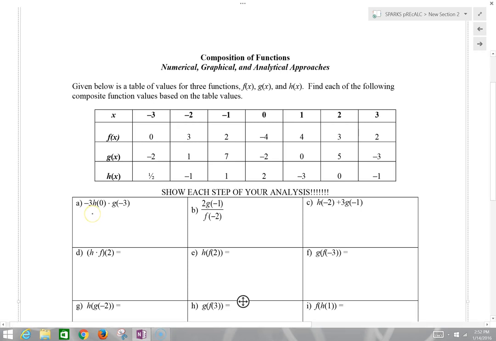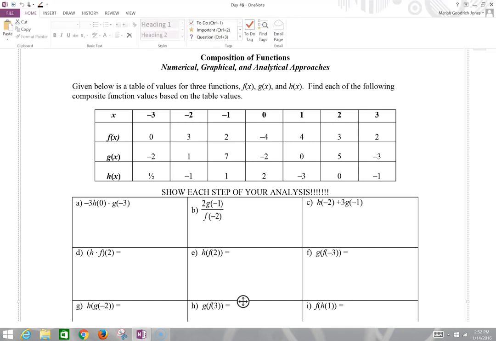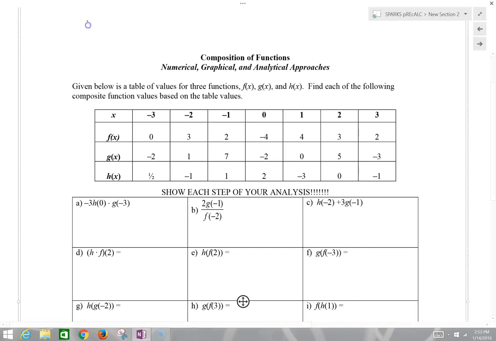Let me find a pen. So this says -3 times h of 0. H of 0 is 0. H is 2 times 2. And then times g of -3. G of -3 is right there. And we calculate that and we end up with 12. Not too tough. Let's do it again.